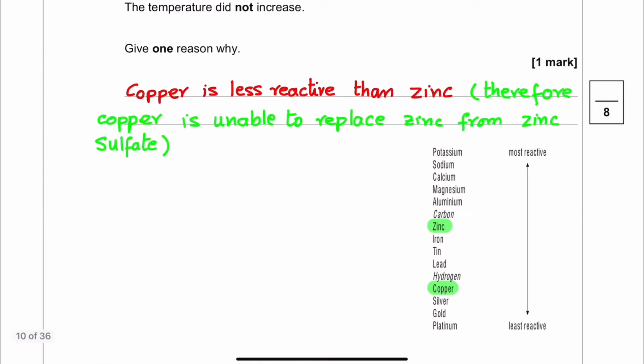If you look here in our reactivity series table, copper is below zinc. It means that copper is less reactive than zinc. Therefore, copper is unable to remove zinc from zinc sulfate because copper is less reactive than zinc. So the answer is copper is less reactive than zinc, therefore copper is unable to replace zinc from zinc sulfate. Students need to have a good understanding of the reactivity series table.